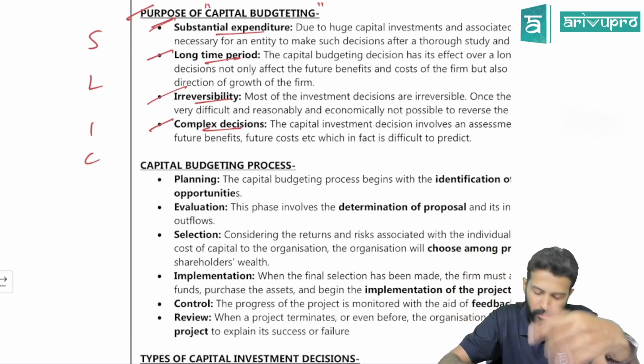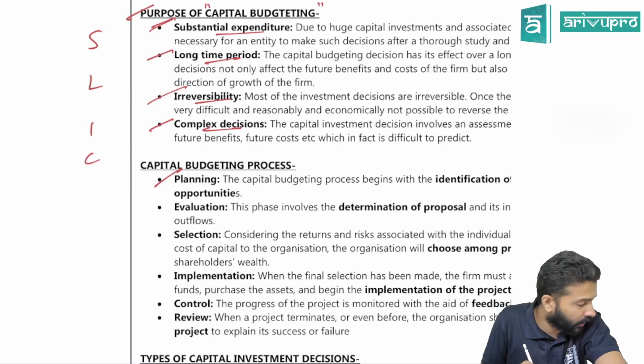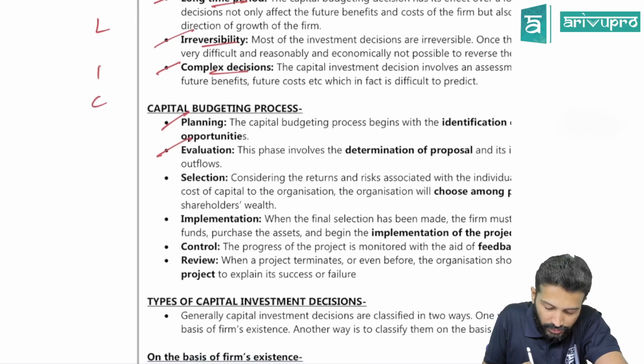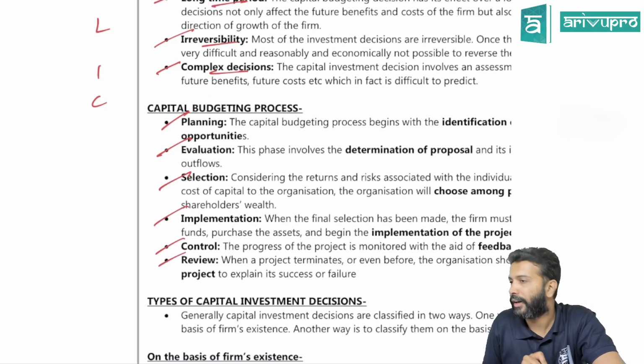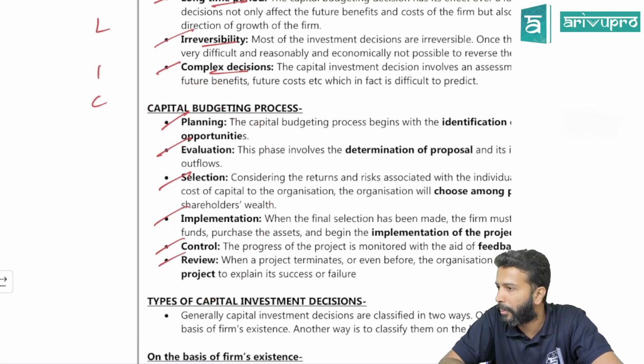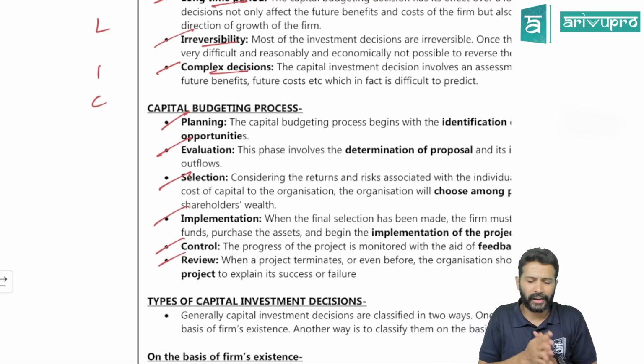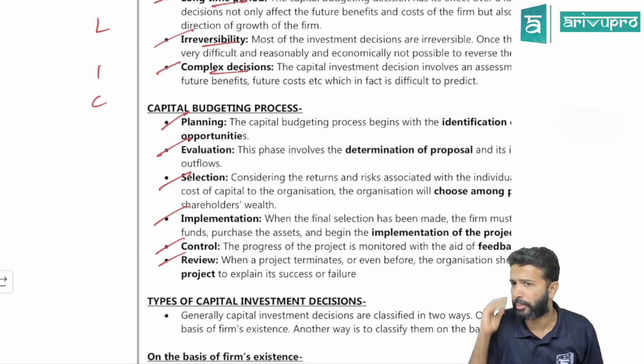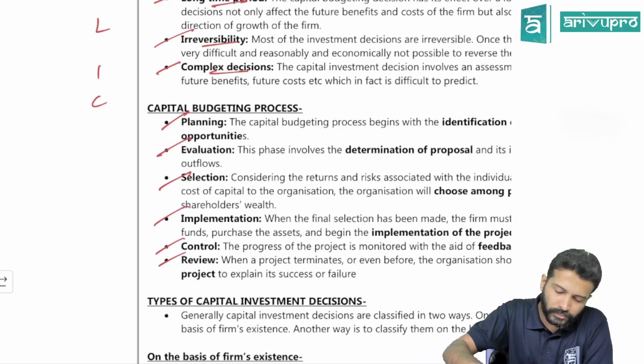Planning. Okay, maybe we'll just go through it once. Planning, evaluation, selection, implementation, control, and review. These are the processes involved in capital budgeting. Let's take maybe our academy example only and try to see if we are able to relate it.